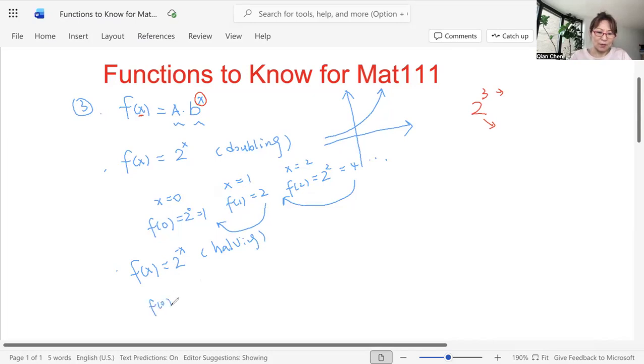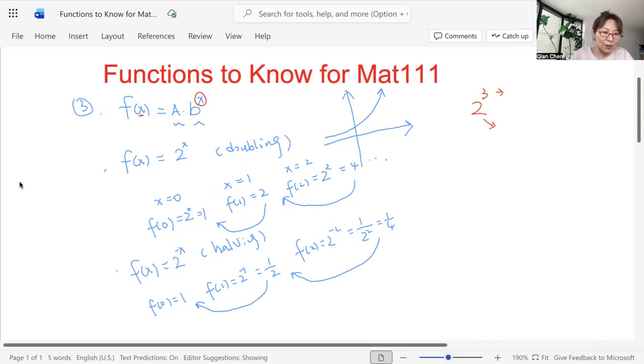So f of 0 equals 1, because 2 raised by negative 0 is still 1. f of 1 equals 2 raised by negative 1. What is that? Remember, that's just a notation of half. Right? f of 2 equals 2 raised by negative 2. Well, that's 1 over 2 raised by 2, which is 1 over 4. You see, each time when the x value increases by 1, the function value decreases by half.